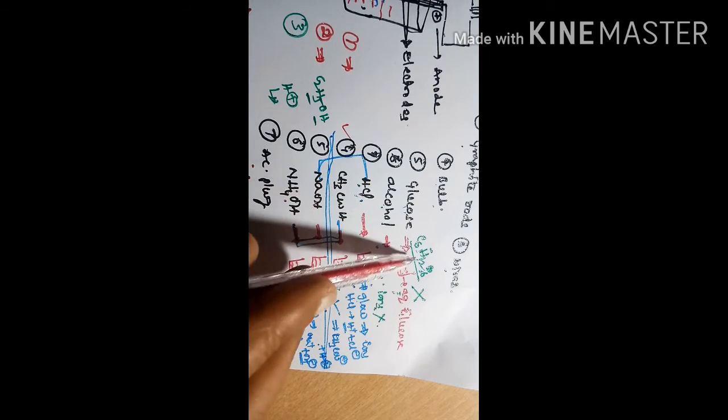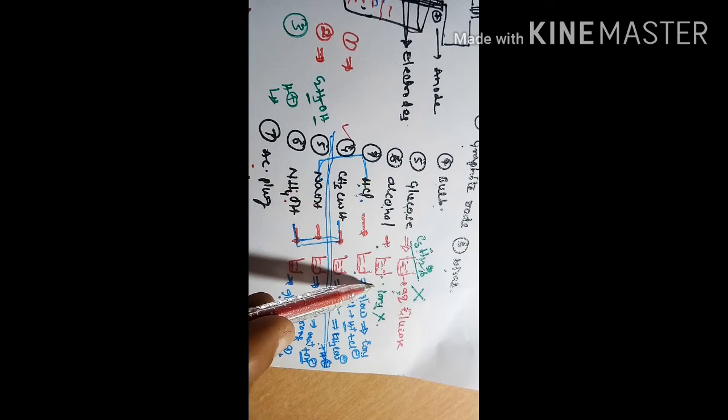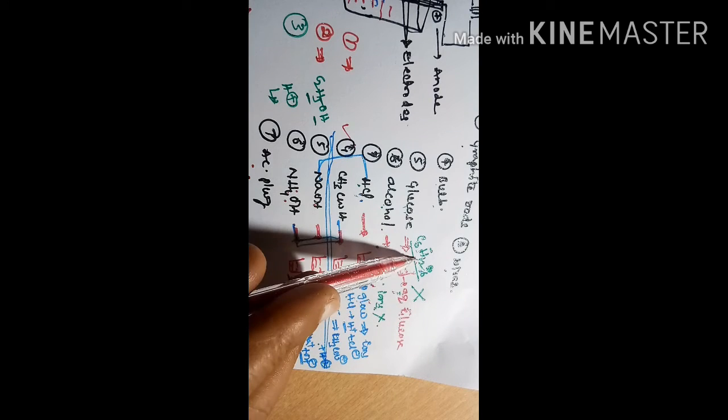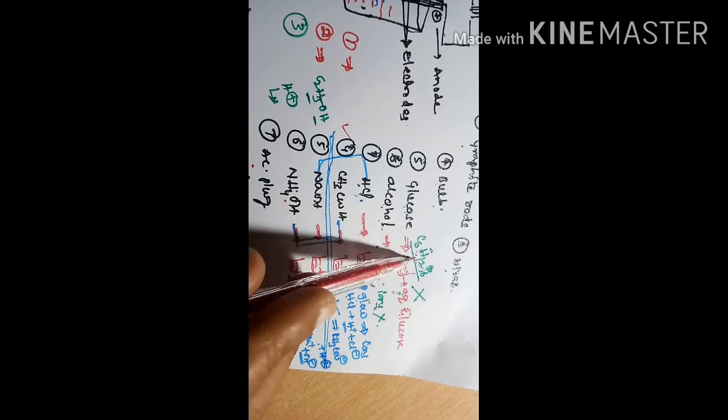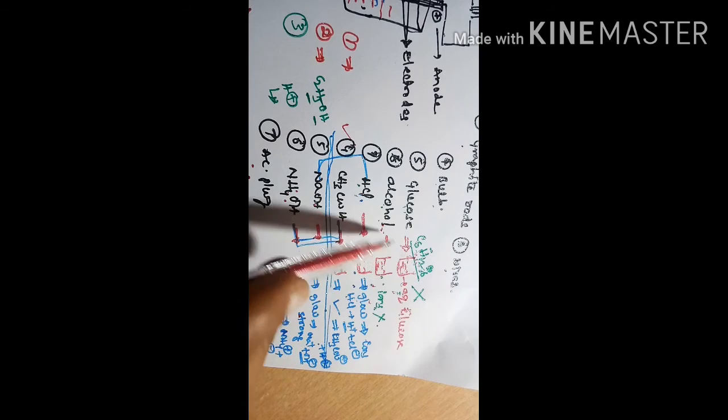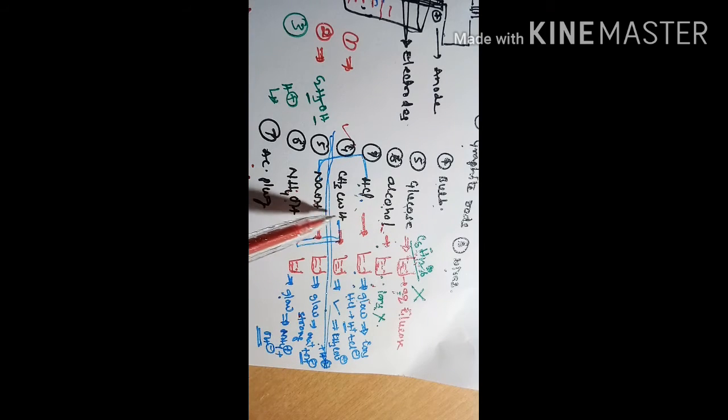Glucose and alcohol have hydrogens, C6H12O6 and C2H5OH. Even though they have hydrogens, they will not give H plus ions, so these are not acids. HCl and CH3COOH give H plus ions, so that's why they are acids.